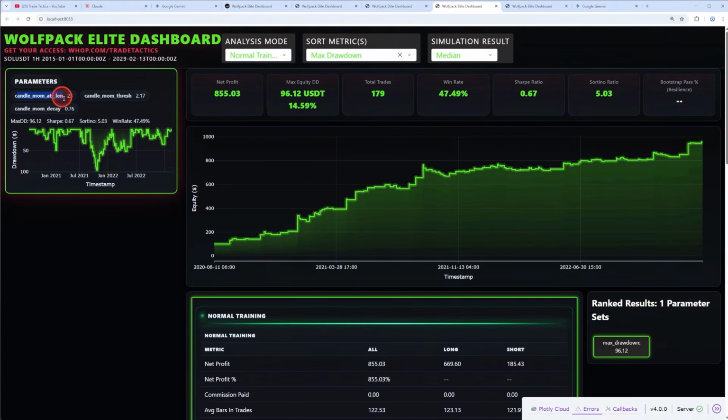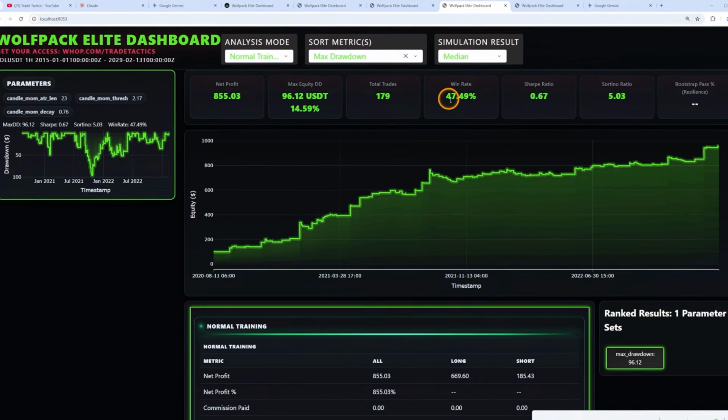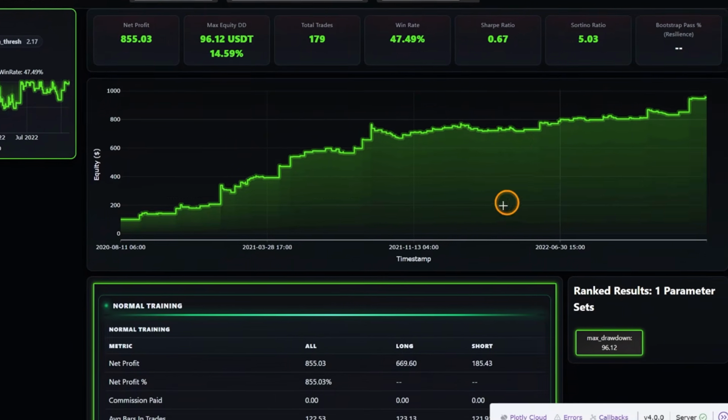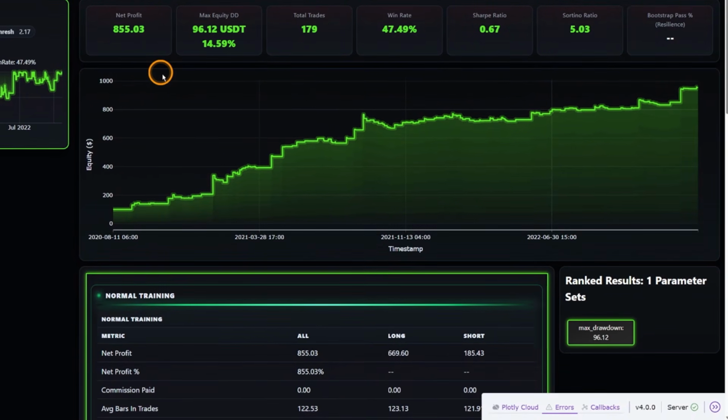So let's say candle momentum. The way that this strategy works is it looks for candles like three green candles in a row, or a bullish pattern or a bearish pattern, and it enters in that direction once we have confirmation. So this strategy was a little bit better. Win rate 47%, which is manageable as long as the risk ratio is high enough, and that's a pretty good net profit.